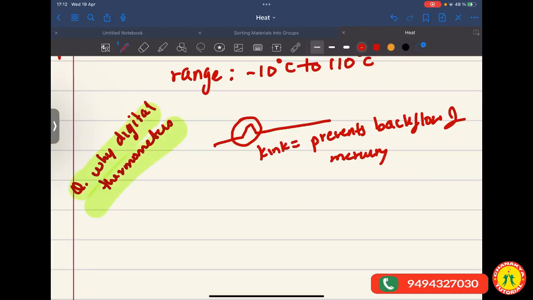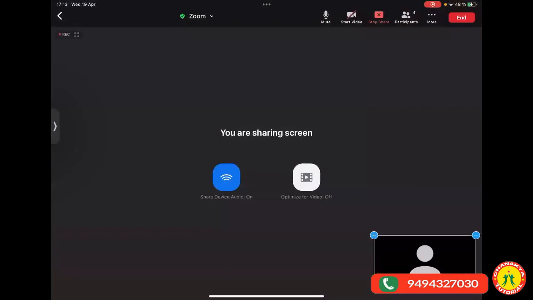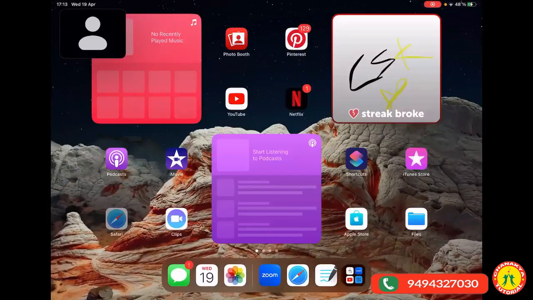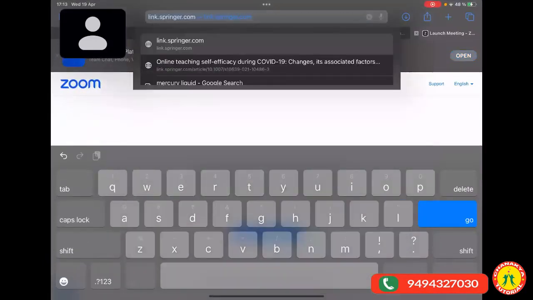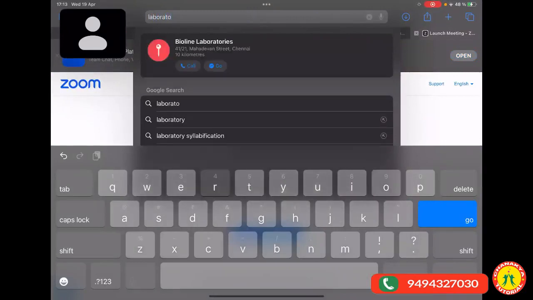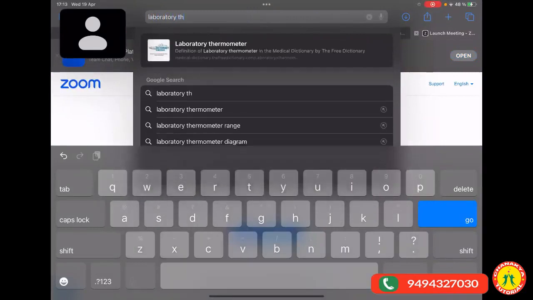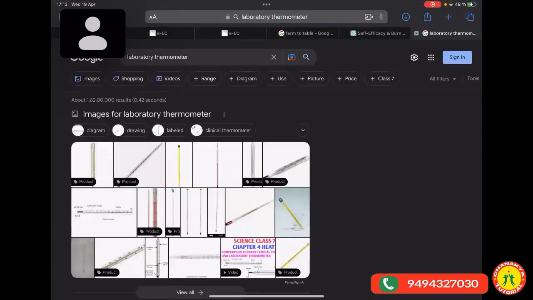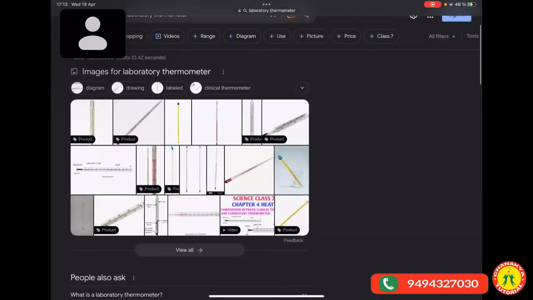It's a question I want you to write extra points other than what I just told you right now: why digital thermometers were invented. Now we'll see another video of how the laboratory thermometer works. You can see, it's very long, like a very big stick.